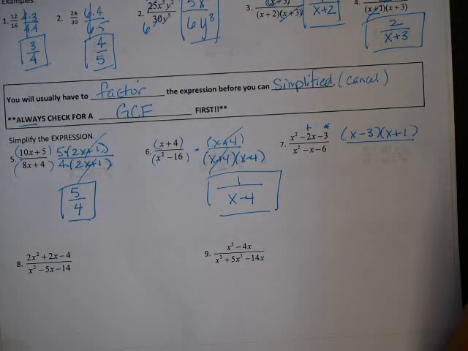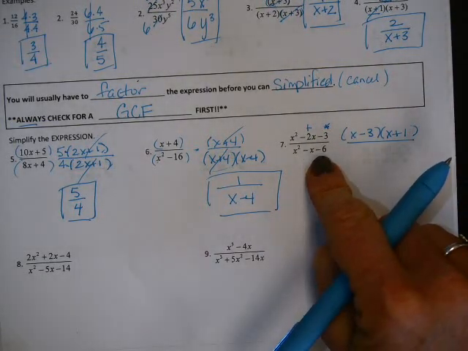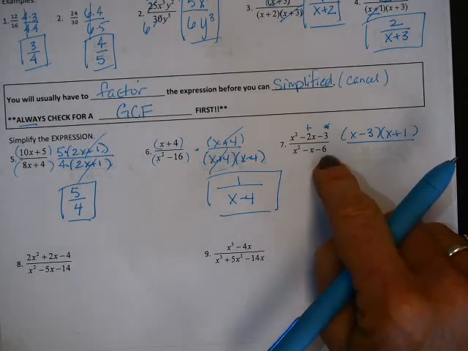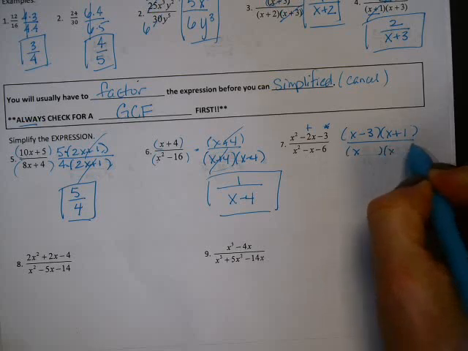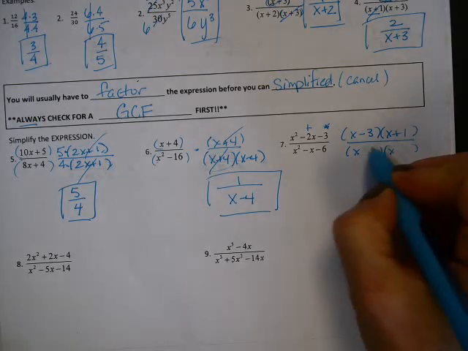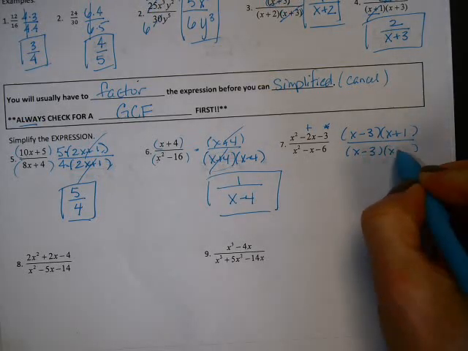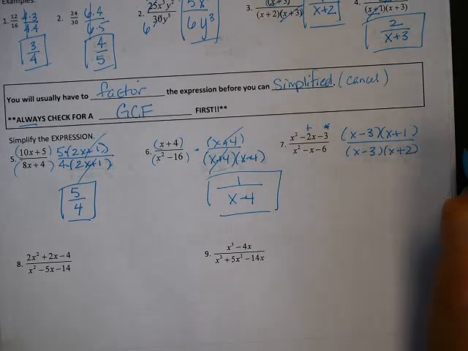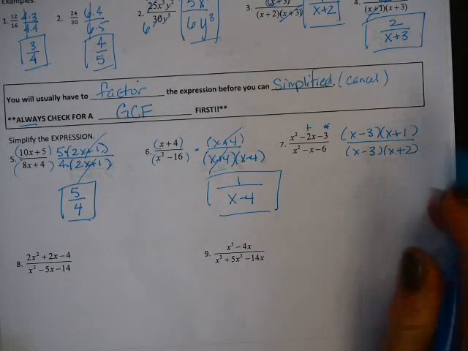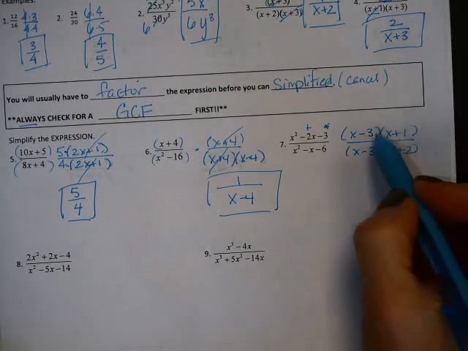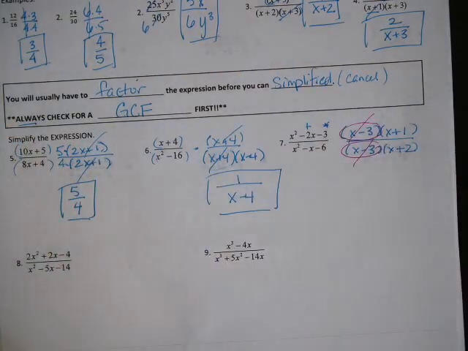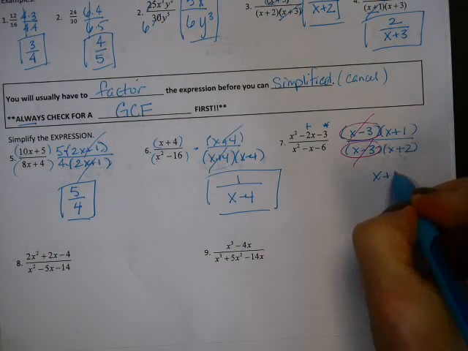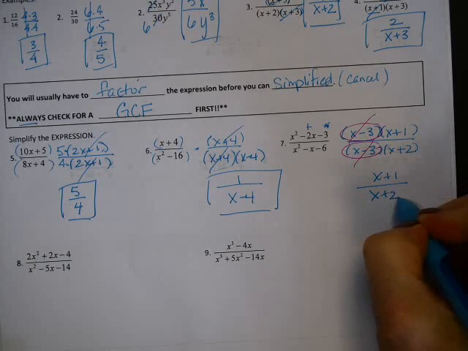We go to the bottom, we're going to do the same thing. It doesn't have a greatest common factor. So I'm going to find the two multiples of 6 that add together give me negative 1. Hoping you're looking at a negative 3 and a positive 2. And again, it doesn't matter which order you put these in. I could have the negative 3 over here, and if you look, I have an x minus 3 and an x minus 3. I can cancel because it's the whole thing. I'm left with an x plus 1 over an x plus 2.